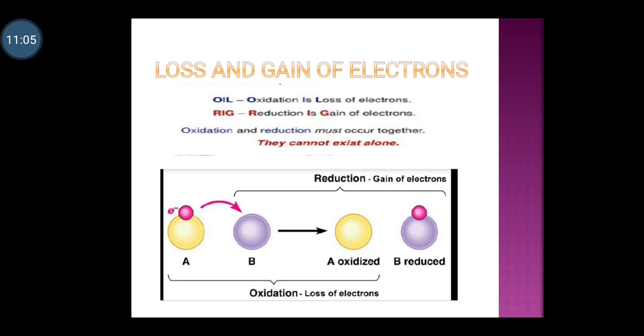OIL RIG. OIL there is for oxidation, RIG is for reduction. Oxidation is loss of electrons, reduction is gain of electrons. Okay, OIL RIG. Oxidation and reduction must occur together. They cannot exist alone. So it means as oxidation is taking place, reduction is occurring at the same time.